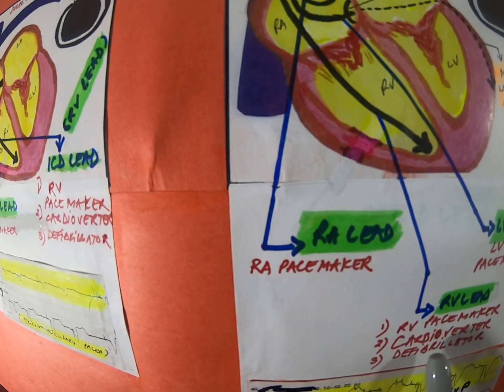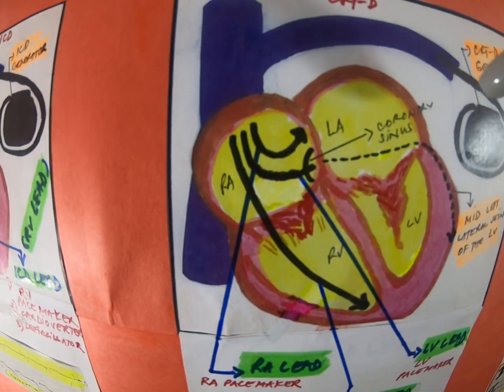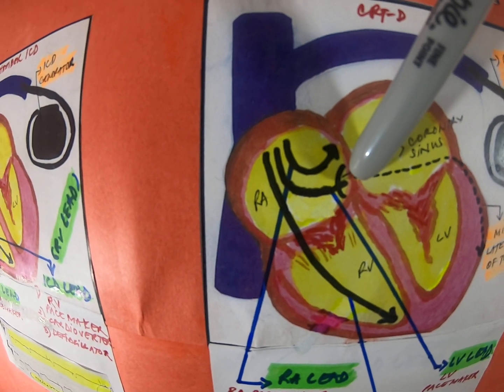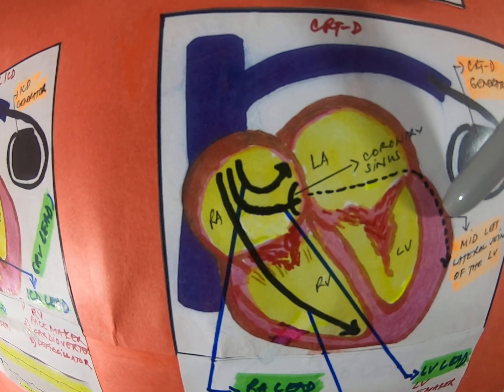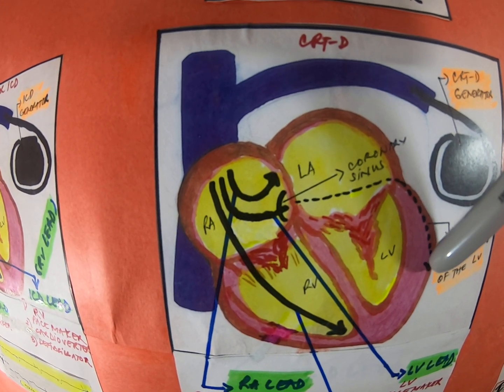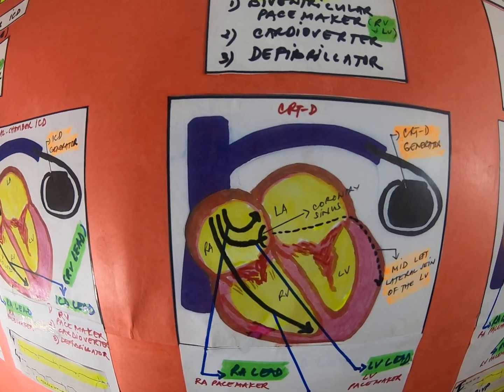Okay, and then we have also a left ventricular lead, and that gets into the coronary sinus, going to this epicardial at the back of the heart, to the left side of the lateral vein of the left ventricle, and that is on the mid-left section.